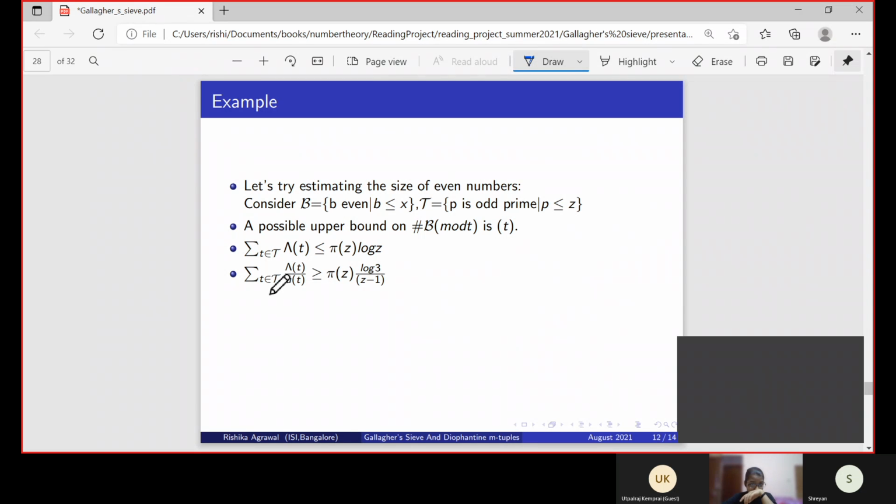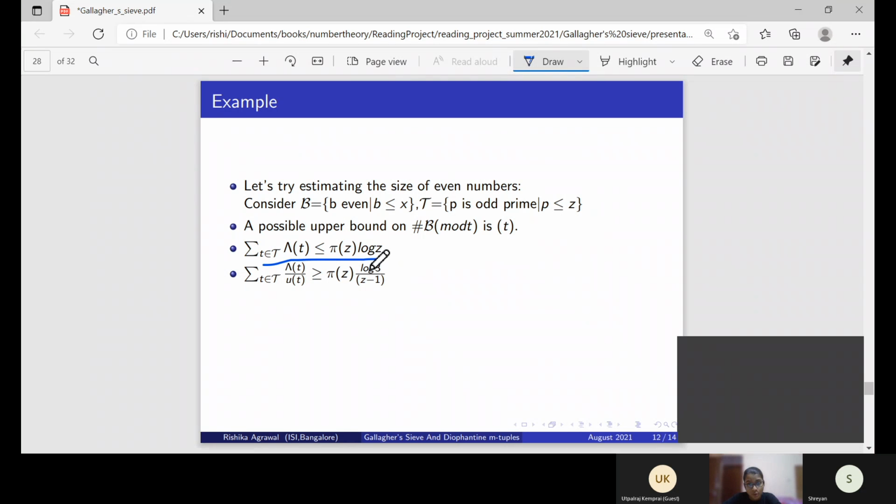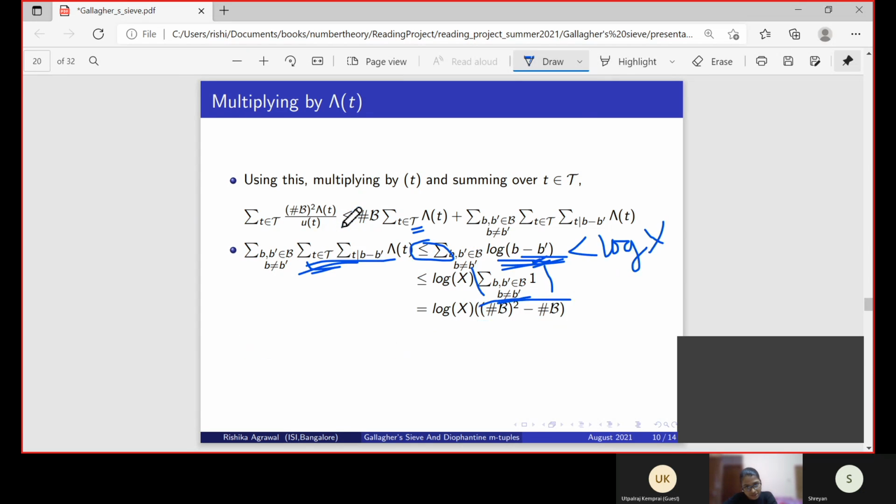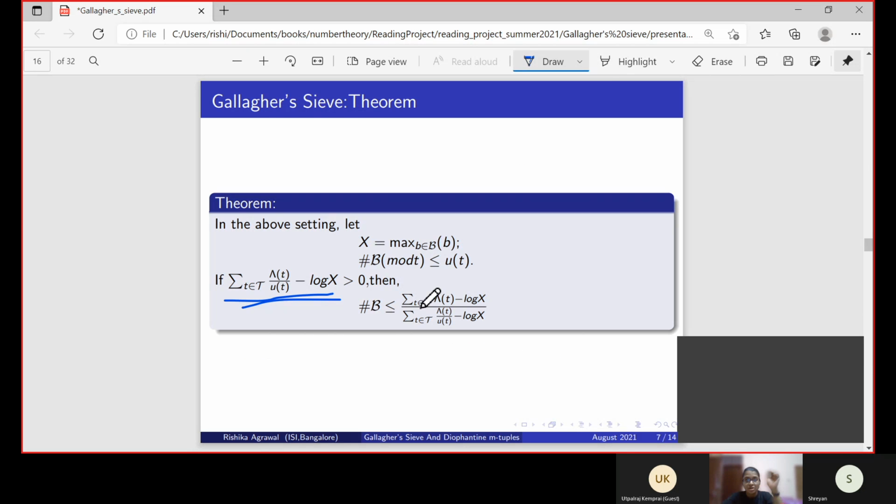So now we have got an upper bound on the sum of lambda of t. Okay, so why do we need these bounds? To see this, we can look at the theorem again. What we really need is an inequality in this form. We want an upper bound for the numerator and a lower bound for the denominator. So an upper bound of the numerator is what we have received, that is pi z log z minus log x.